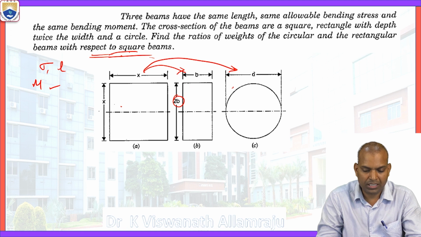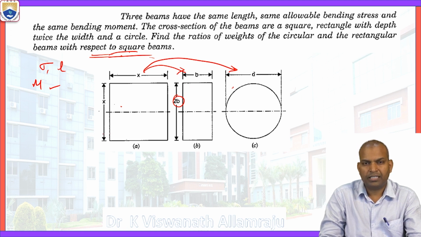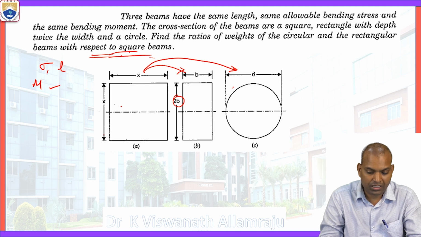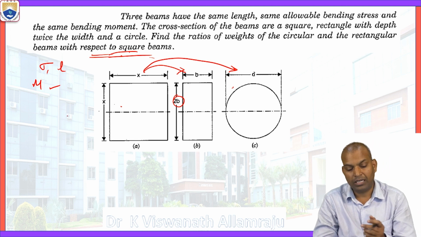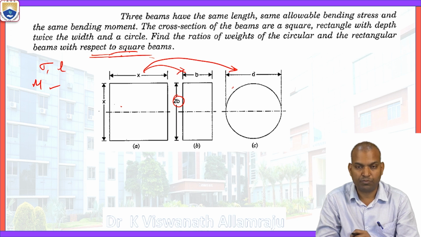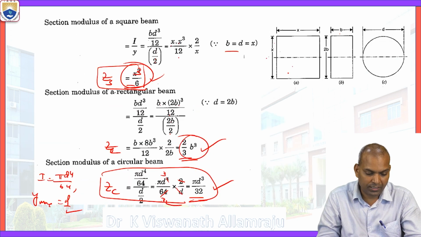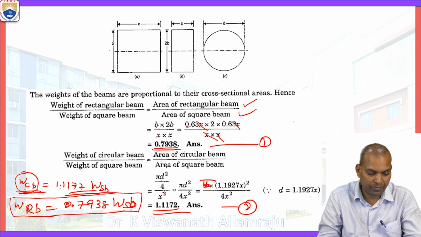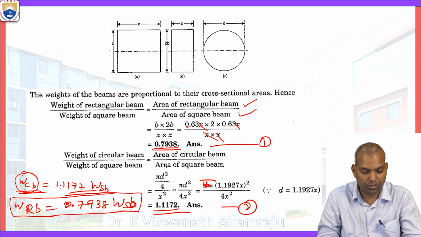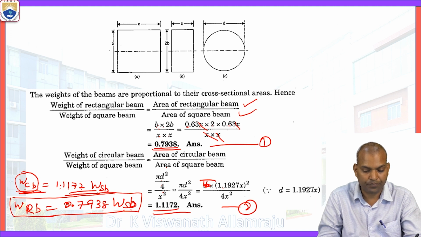So that section modulus we have studied for square, rectangular and circular cross sections. And through this problem, we found the weight ratios of circular and rectangular beams with respect to square beams. From this conclusion, the weight of circular beam is 111.72% of the weight of square beam, and the weight of rectangular beam is 79.38% of the weight of square beam.